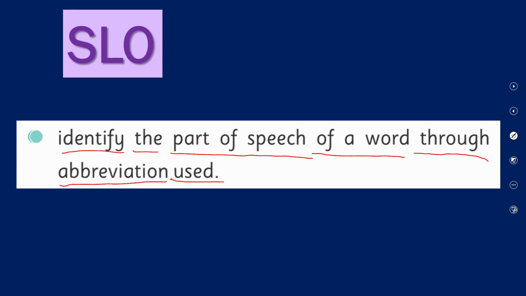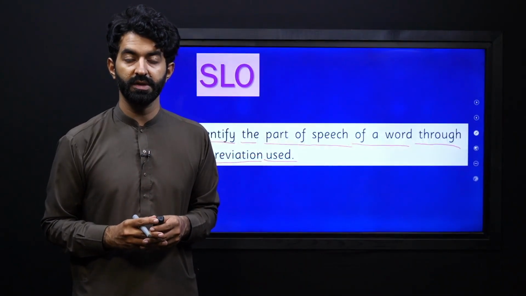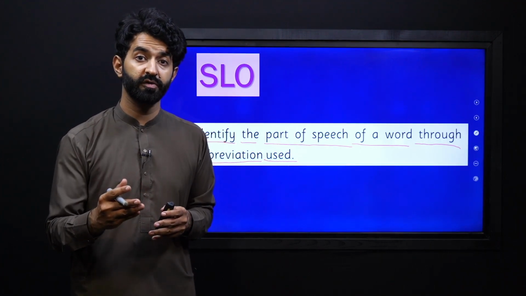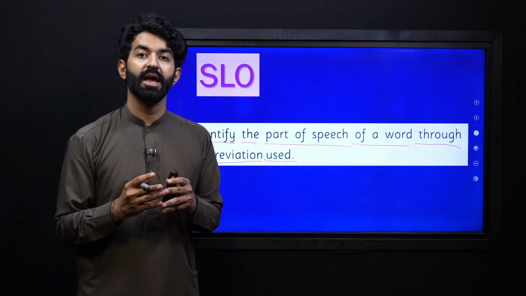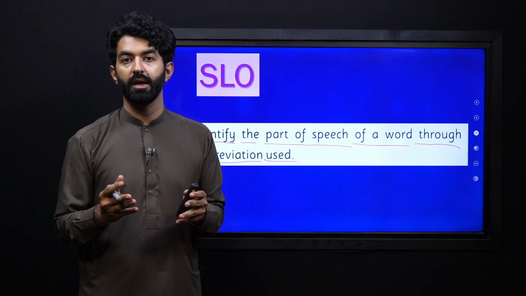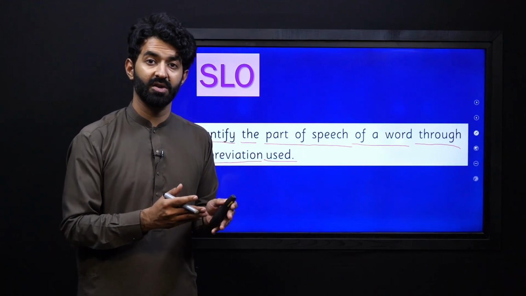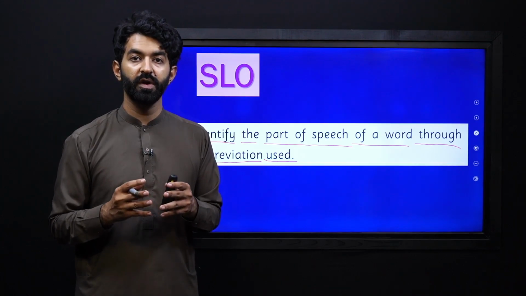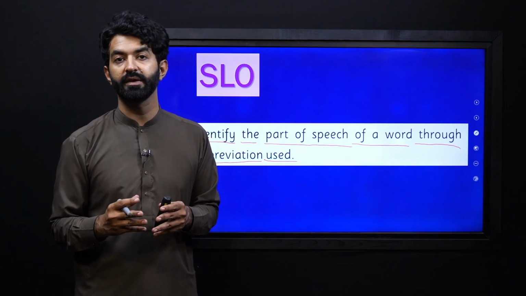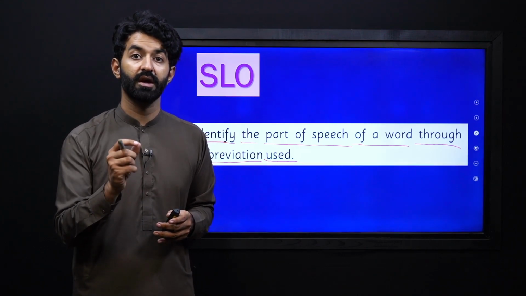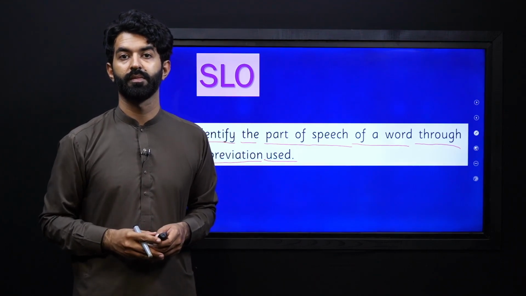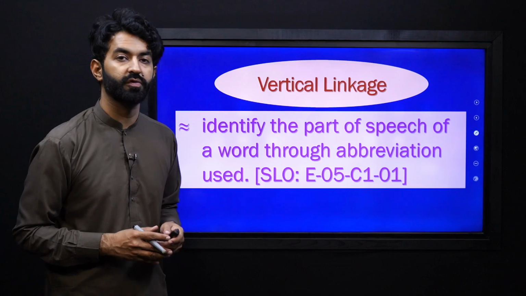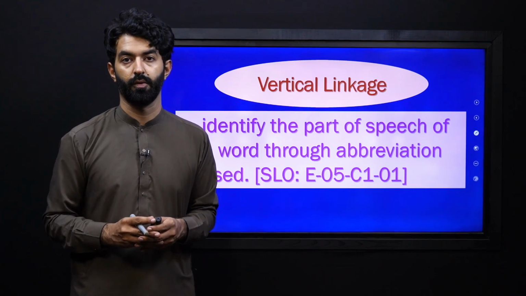So what are we doing in this lesson? We are going to see how we can find the part of speech that is used, using its abbreviation, the short form, whenever it comes up, whether it's in a dictionary or thesaurus or any other reference material. So we will develop a skill of recognizing parts of speech through their abbreviations or short forms. Here is a vertical linkage of this SLO with the previous grade's SLO.